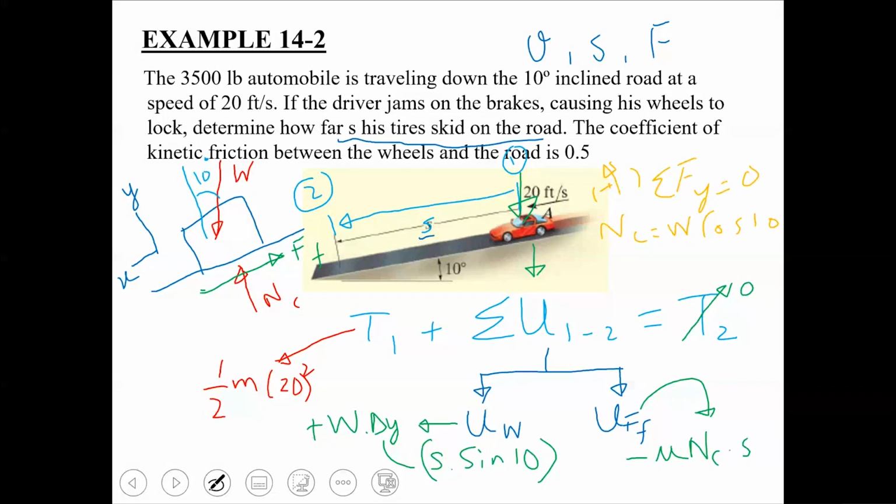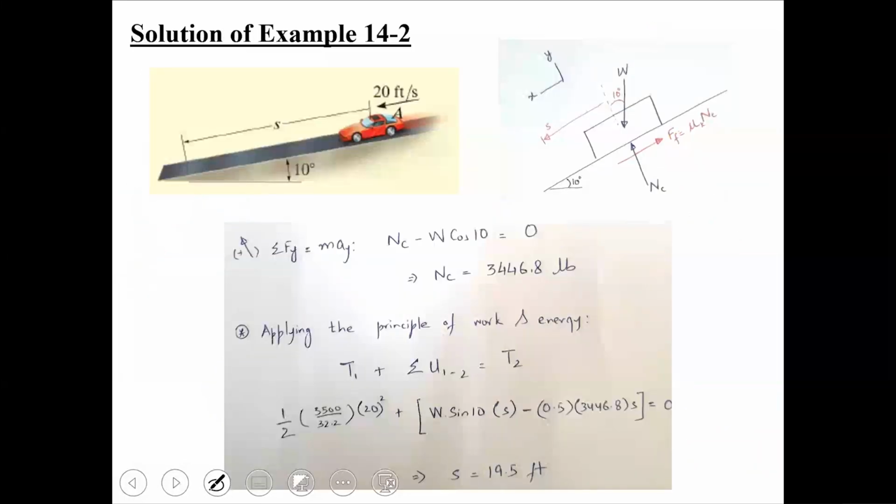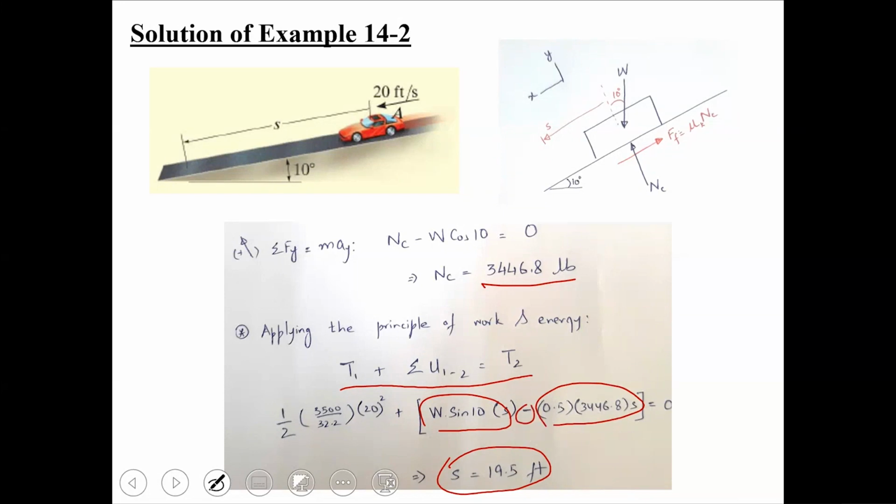So overall, if I take a look at this equation, कितने unknowns हैं आपके पास? Sir, S. Only one thing is unknown to you in this equation, that is this S. So once you solve this particular equation, you are going to get the value of S to be equal to 19.5 feet. Is this point clear to all of you? हमने पहले NC find out किया, which is W cos 10. Then we applied the principle of work and energy, work done due to weight, work done due to friction force with a negative sign. It will give us the value of S to be equal to 19.5 feet. Clear है? कोई confusion, कोई query जो आप पूछना चाहें? Clear.